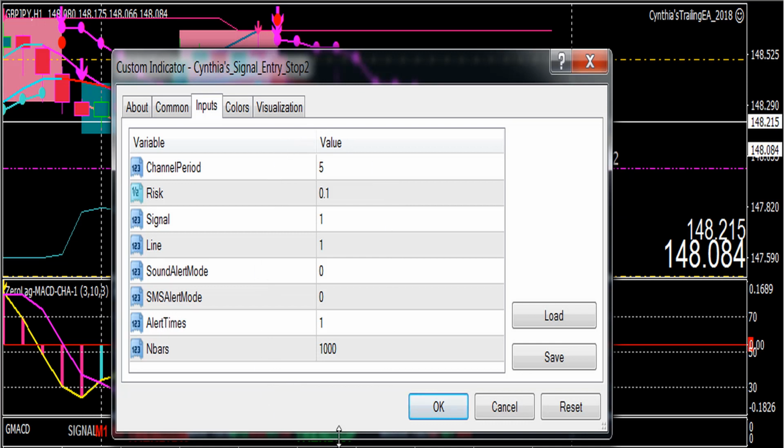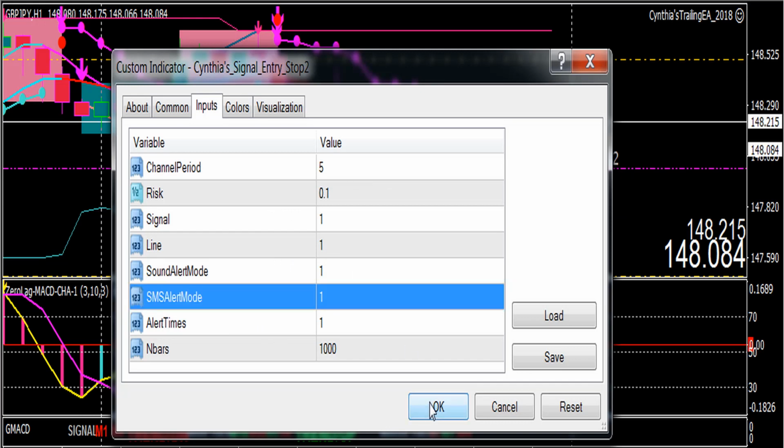These are values and settings that should not be changed. They're totally optimum. And it's set to sound alert mode 0. If you want it to give you a pop-up sound alert for the signal, then you have to change your sound alert mode to 1. And if you want to have it send you an SMS alert, you have to change that to 1. And then of course, for the SMS alert, there's another training video of how to set up your MT4 with a Gmail account to send you email and SMS alerts.